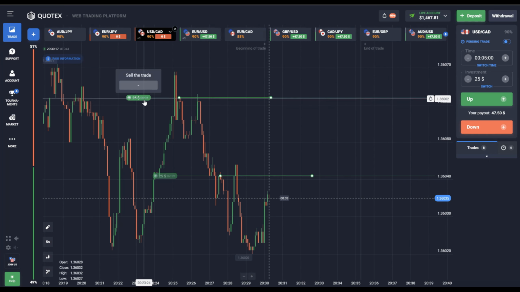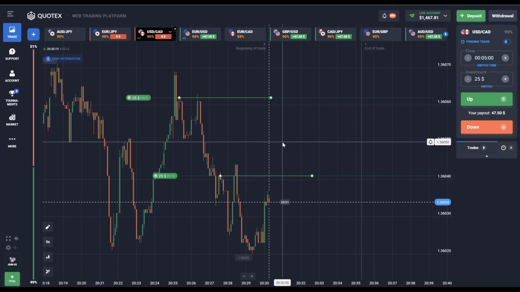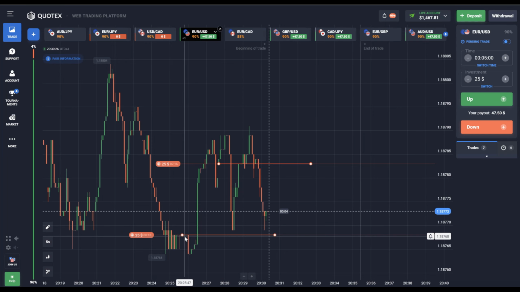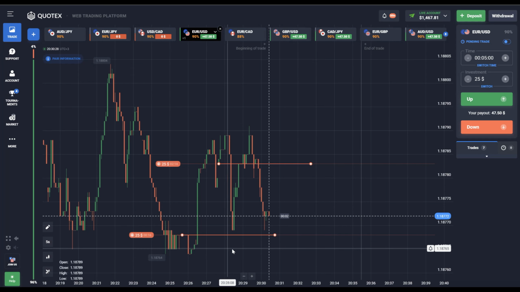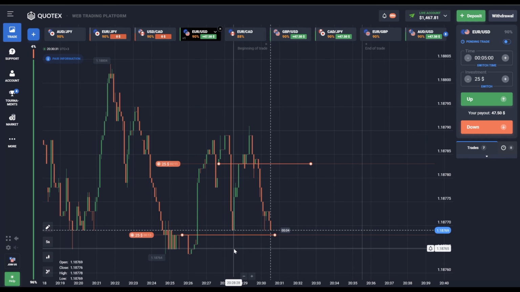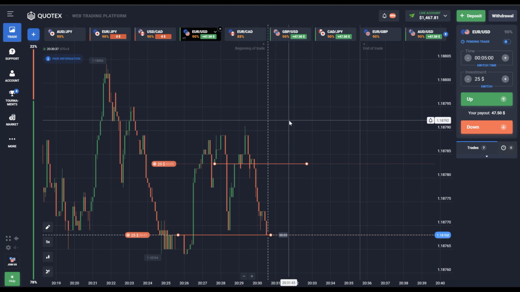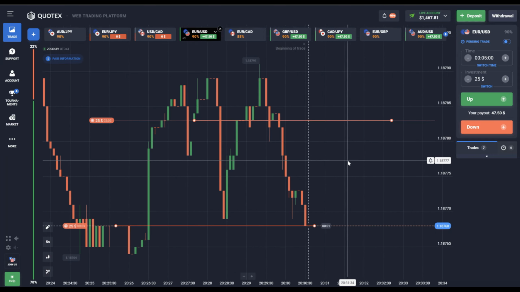US dollar, Canadian dollar. The first trade will also close at a loss. The price isn't rising yet. Upward. In 20 seconds, the lower trade on the euro dollar will be closing. There's a chance, but we'll see. If the price continues to drop, then everything will be fine. The question is whether the price drop will continue.